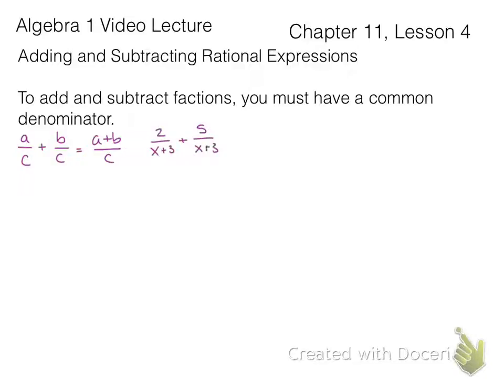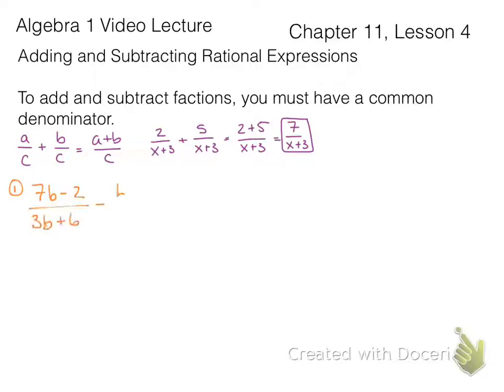So if we do it with actual numbers, like 2 over x plus 3 plus 5 over x plus 3, the denominators are the same, so we just add the numerators. So it would be 2 plus 5 over x plus 3, and we're going to get 7 over x plus 3. And that's our final answer.